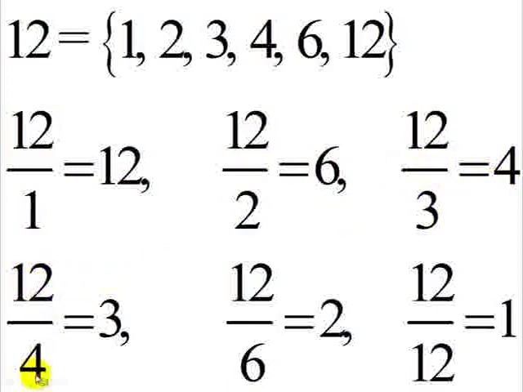When we divide 12 by 4, the answer is 3. 12 divided by 6 equals 2. And 12 divided by 12 equals 1. So when we divide the number 12 by the factors, we can see that we have whole numbers. It leaves no remainder. We have 12, 6, 4, 3, 2, and 1. So when we divide 12 by the factors of 12, it leaves no remainder.